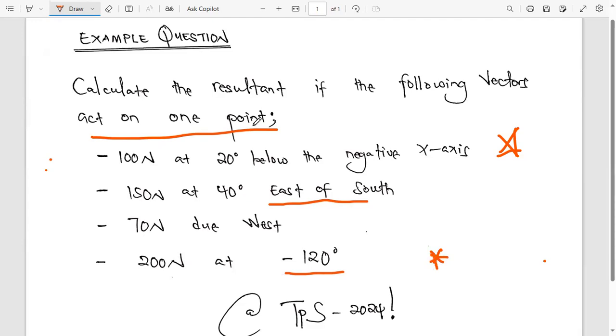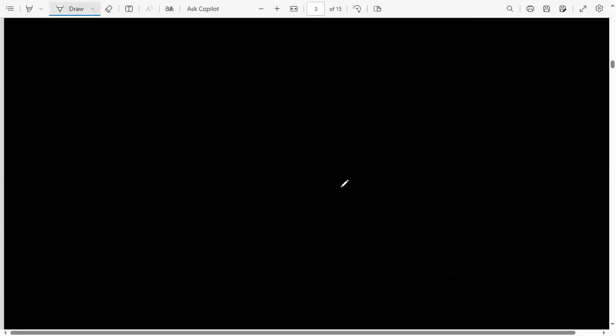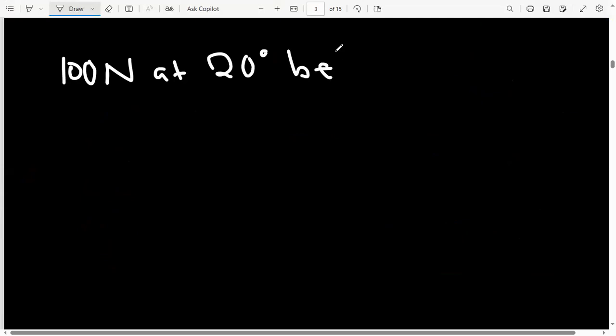For us to find the resultant here, we first of all have to plot these vectors on the xy plane. Once we plot them, we resolve each one of these into their x and y components. After that, we can draw up a table and find our resultant vector and our direction. So we are going to resolve them one by one. The first one, they said 100 newtons at 20 degrees below the x-axis.